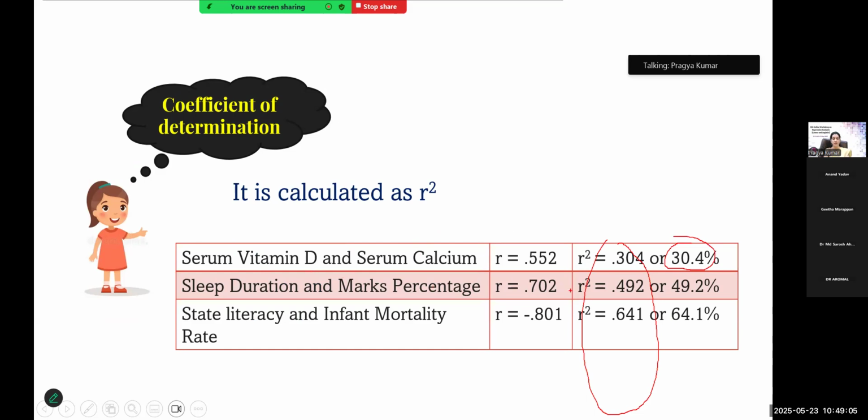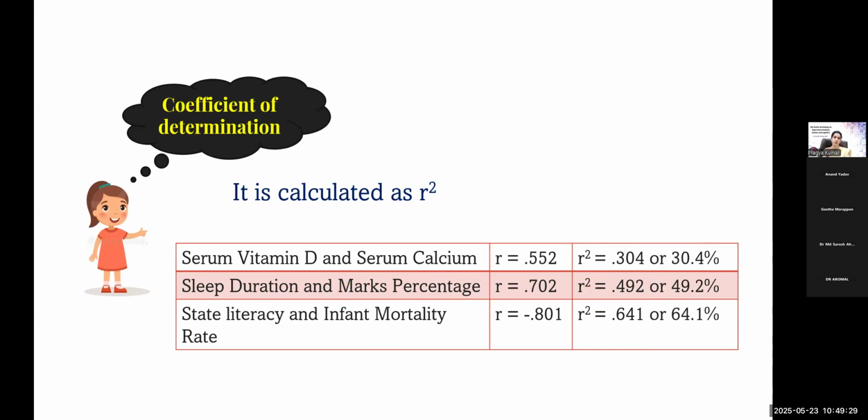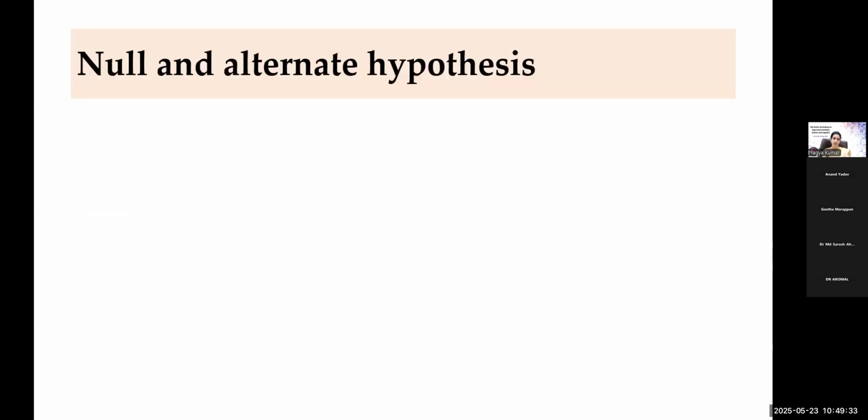or the 49% means 49% variation in the marks percentage of a student can be explained by sleep duration, or the 64% of the infant mortality rate in one state as compared to the other state can be explained by the state literacy. So this is the variation or the coefficient of determination which you interpret as R square.